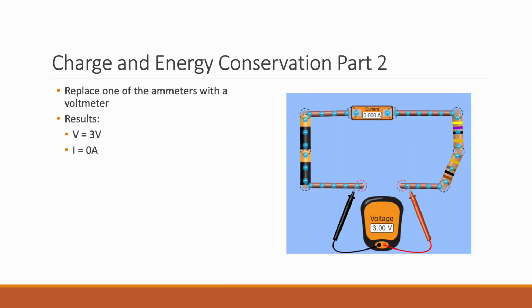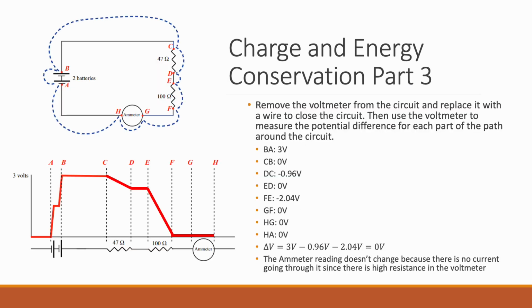Next, we replaced one of the ammeters with a voltmeter. From this, it showed that the total voltage was 3 volts and it changed the currents to be 0 amps.